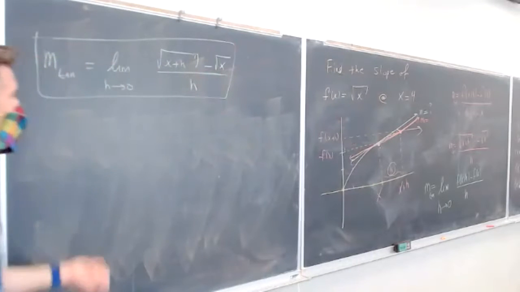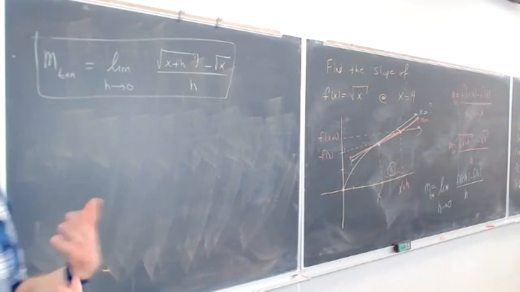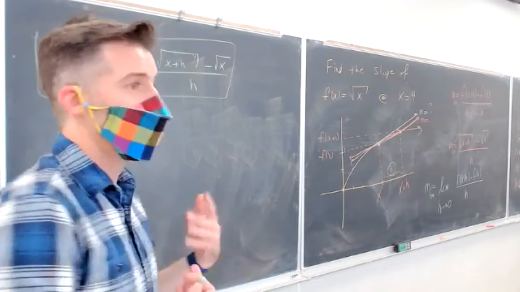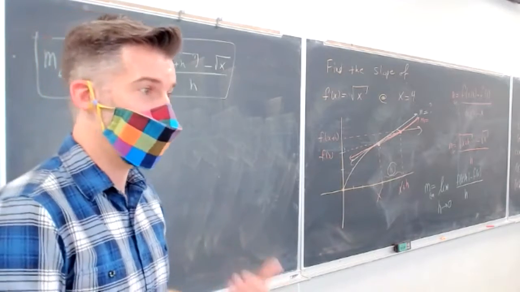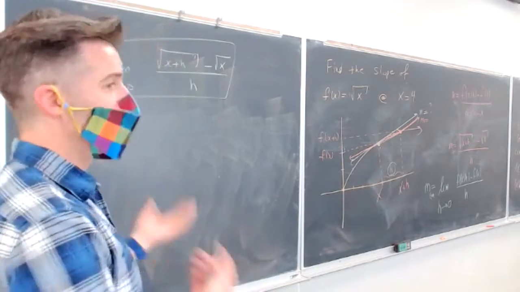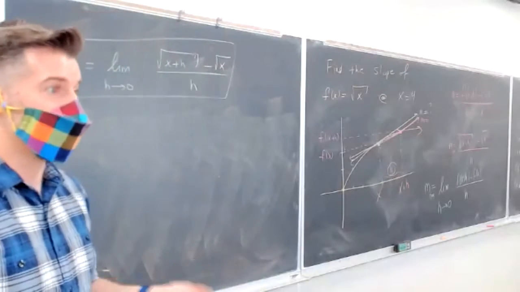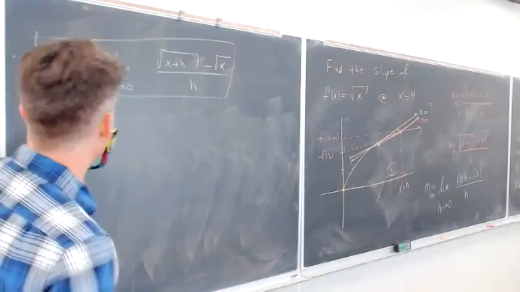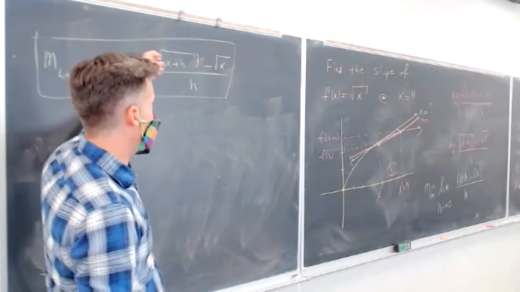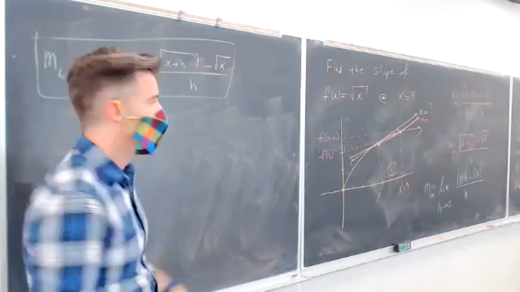So, how are we going to deal with this limit? Well, this is why we spent so much time talking about evaluating 0 over 0 types of limits, because all of these limit definitions, or these slopes of tangent lines, same thing really, are going to be 0 over 0 types of limits. When you plug in 0 for h, you get the square root of x minus the square root of x, which is 0 over 0.